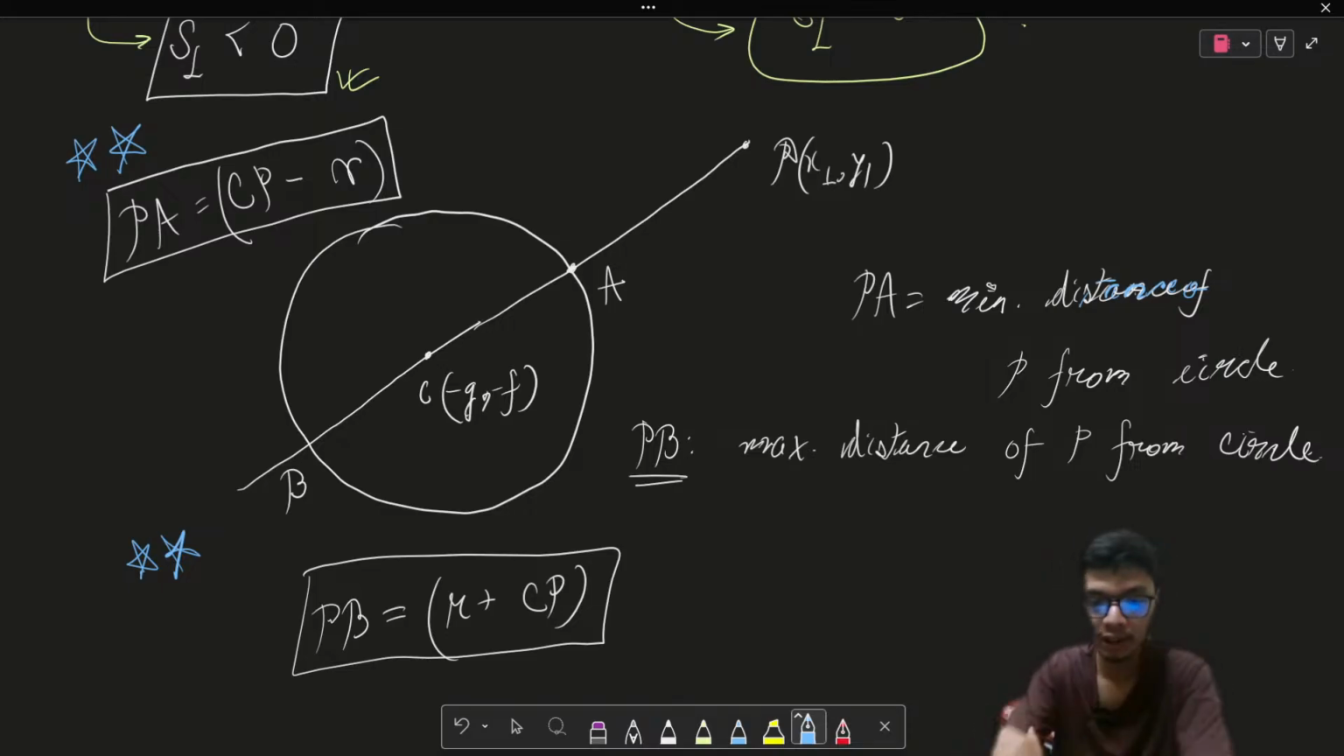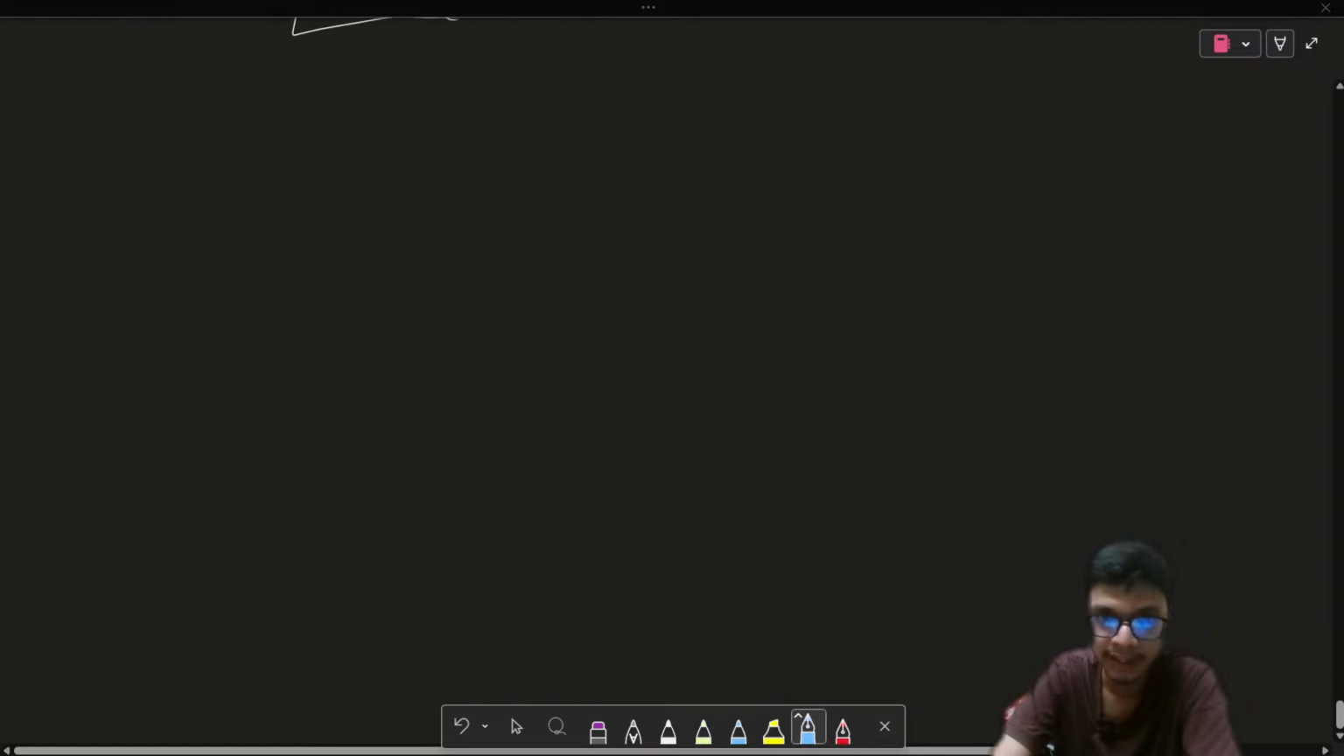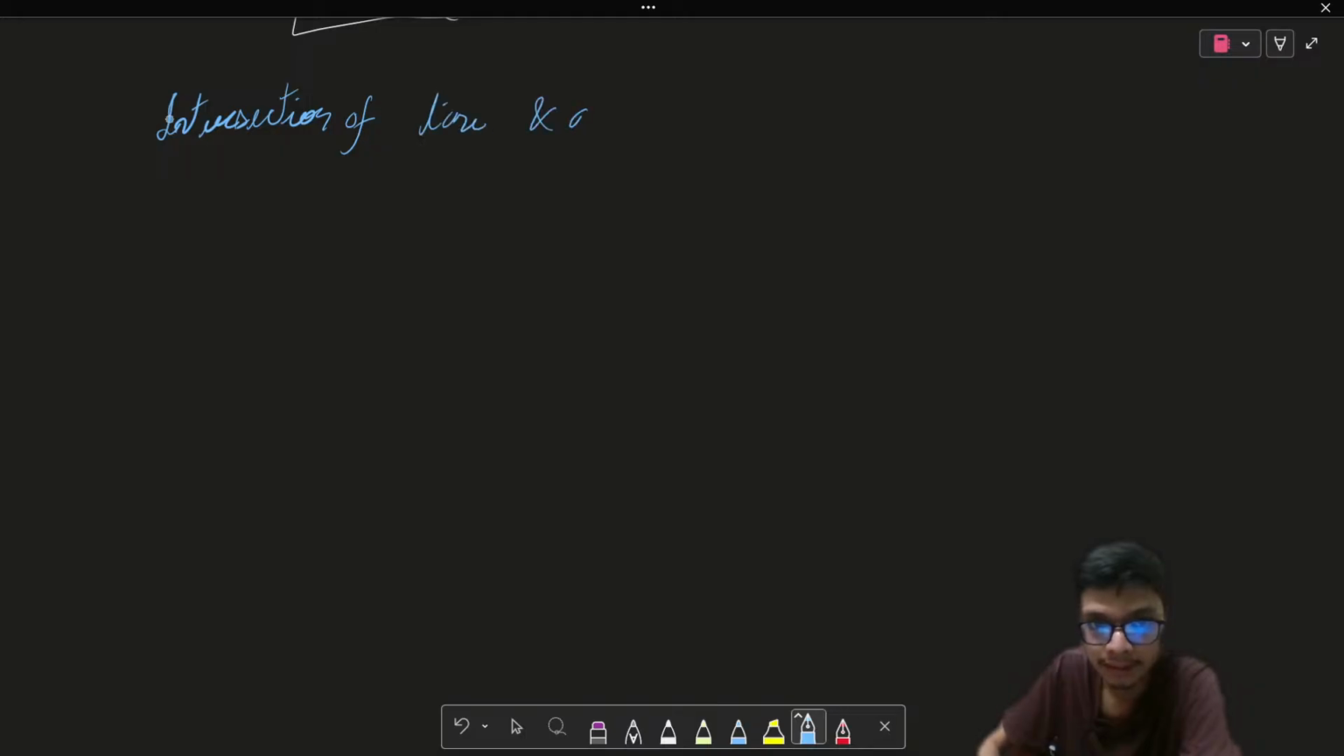All right, so let's now move on to understand the concept of a line and a circle. Right now we were discussing a point and a circle, and now let us go on and understand the important concept regarding the intersection of a line and a circle.